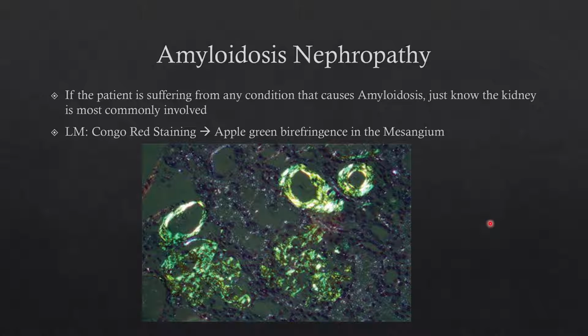And the one thing that I can tell you from experience from my in-house exams in like UWorld is light microscopy, Congo red staining, apple green birefringence, and the mesangium. And so you're going to see this, it's just giant cells. So this is the mesangium, and you can see that this was stained with the Congo red staining, and then when put onto the polarized light, you're going to see that apple green birefringence.